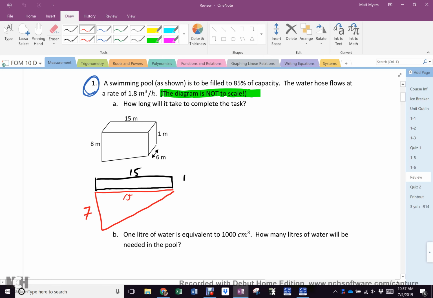Volume is always area of the base times the height. And the base is the shape that repeats, right? So this shape right here repeats at the back, right there. So that makes this the base, and since it repeats in that direction, that's the height. So if I can find the area of this red part, I will know.